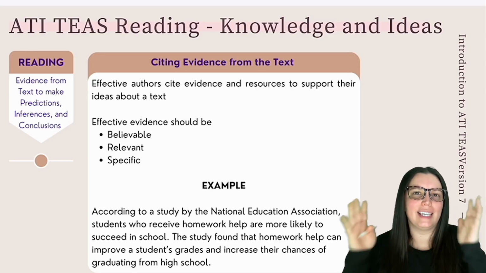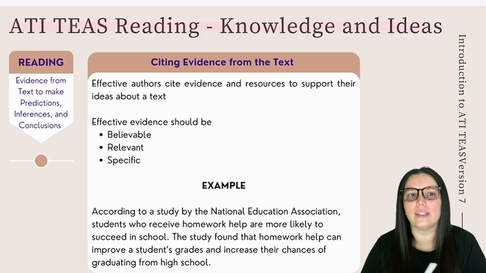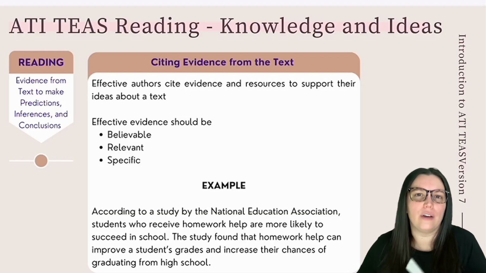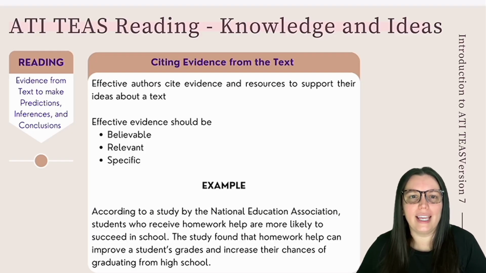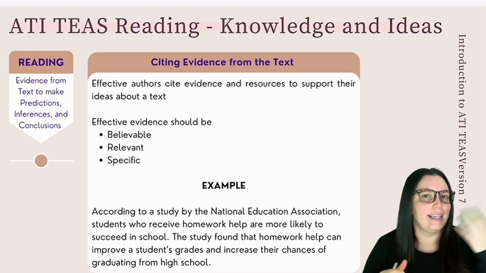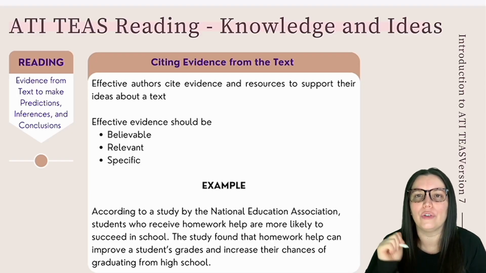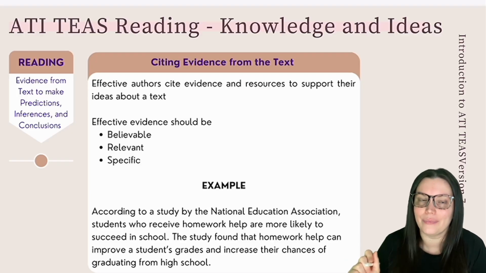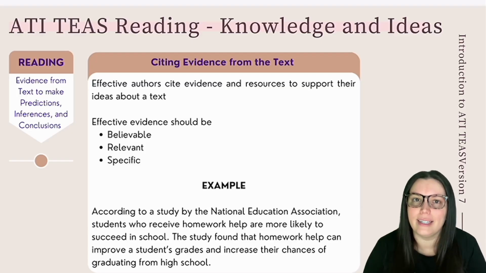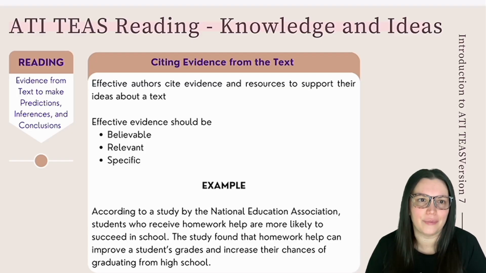So evidence is always key when we're looking at a particular text. We need to be able to cite the evidence that's happening within a text. So effective authors cite evidence and resources to support their ideas about that text. When you are taking the ATI-TEAS, you need to be on the lookout for how authors support his or her claim. Skim the passage to find what resources the author is using, and I do mean skim. These can be statistics, expert opinions, or examples within the text itself.